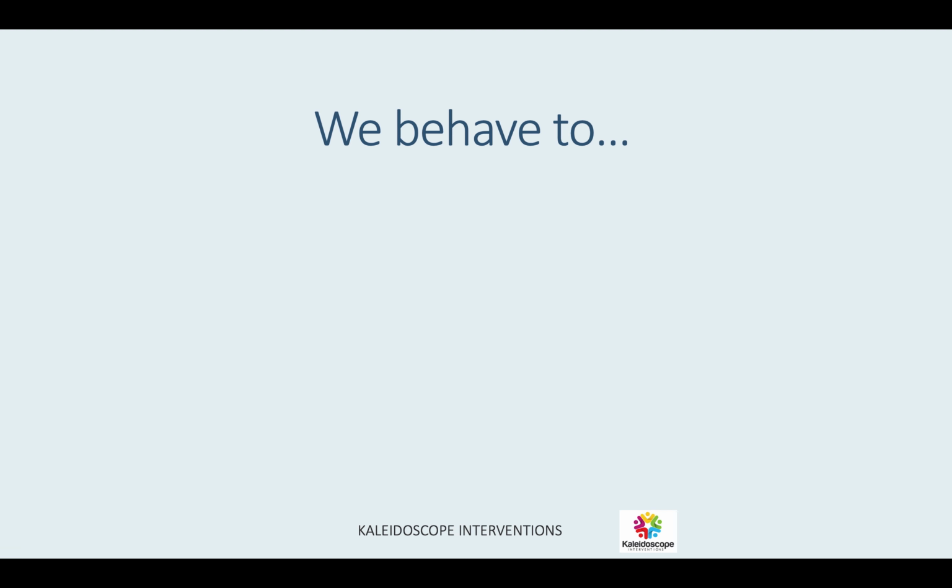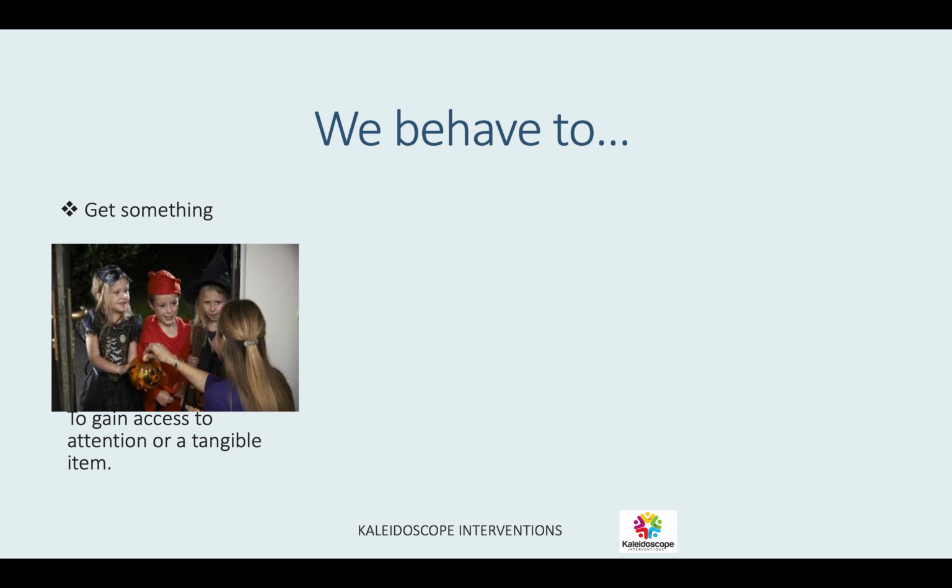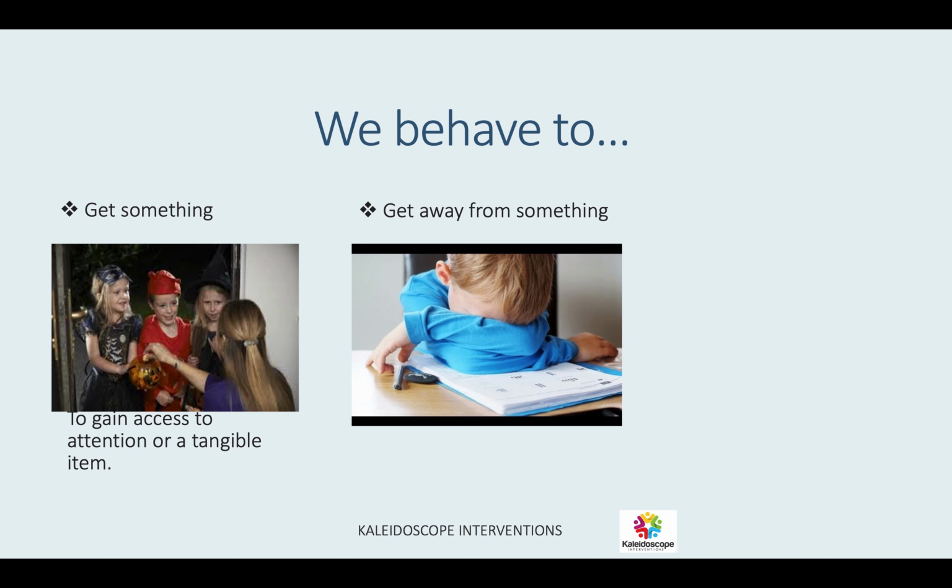All right, now we're going to talk about why we behave. So we behave to get something like attention or candy or any reinforcing items. Some examples of this can be food, toys, activities. We also behave to avoid or get away from non-preferred activities, sounds, people, and environments. This is called avoidant behavior.